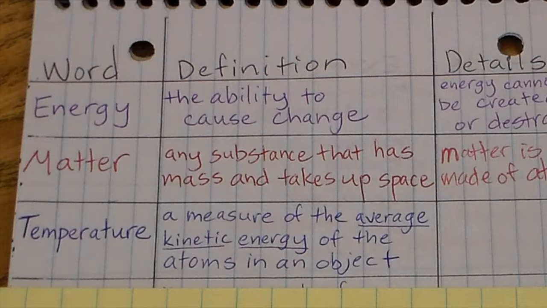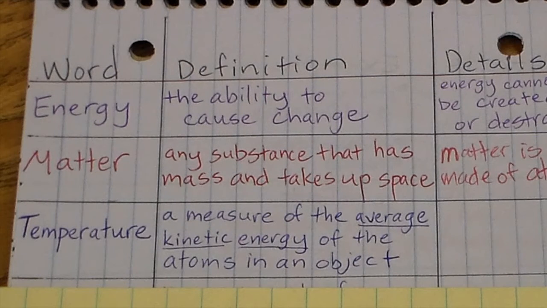You're starting to write down that temperature, a word we all know, but you may not know the scientific definition. Temperature is a measure, it's a measurement. Temperature is a measure of the average kinetic energy. Oh, this is where it's different than what you might have thought. Temperature is a measure of the average kinetic energy of the atoms in an object.